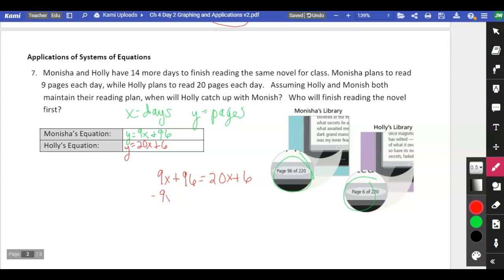So now I move my 9x. That leaves me with 11x plus 6 equals 96. Then I subtract 6, and I get 90 equals 11x divided by 11. And I get an answer of, we'll just round that to 8.2 days.